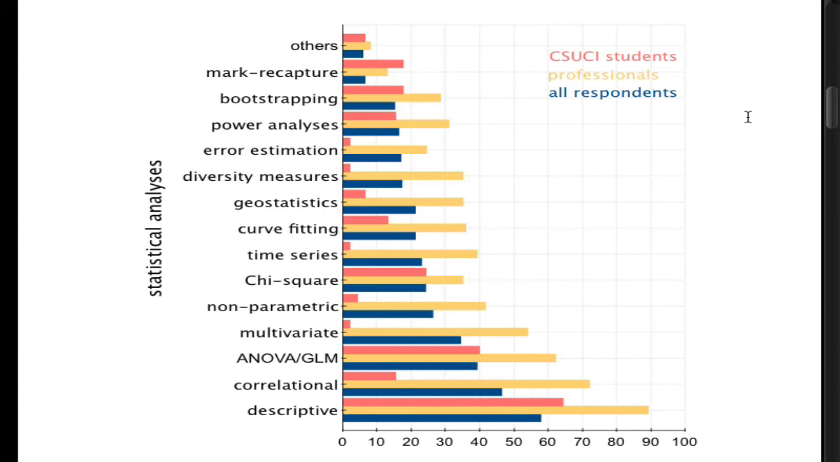And then what's next for you guys? For you guys, next is chi-square, it looks like. And then maybe bootstrapping or mark recapture, and then we sort of decay to a small percentage of folks doing the other ones. Okay, so again, it doesn't say what you're doing is wrong. It just says maybe there's other things you can think about.